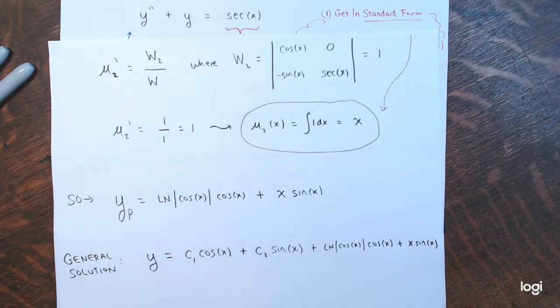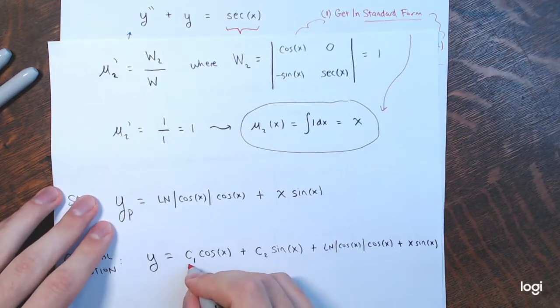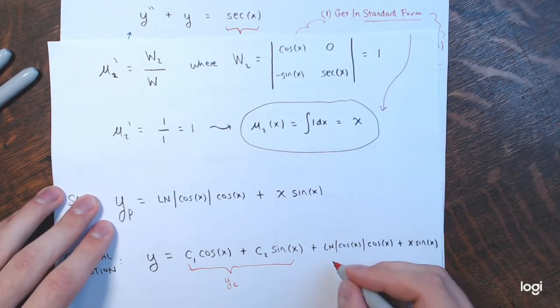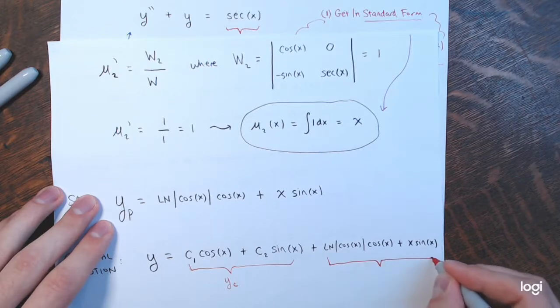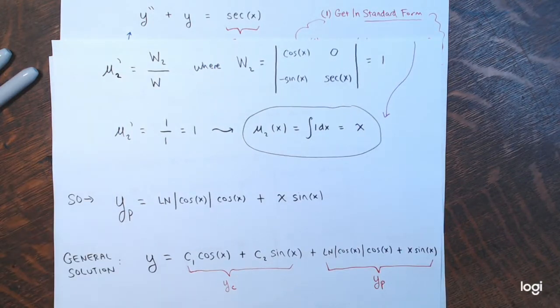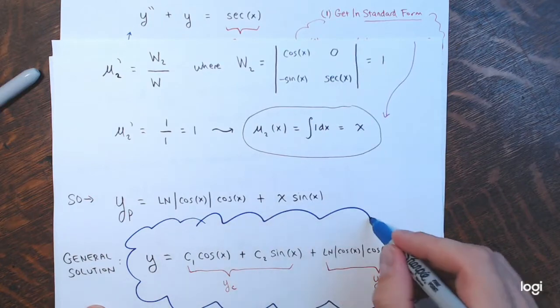And there you go. And here's, again, this is called, one more time, y sub c, the complementary function, the solution of the associated homogeneous equation. And then this here is a particular solution to that non-homogeneous equation. And put them both together, we get the general solution of our equation.